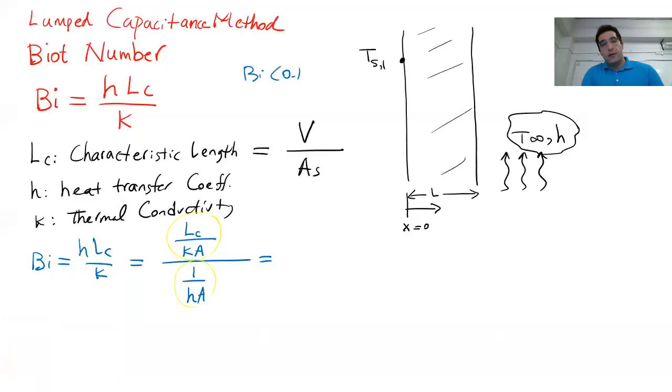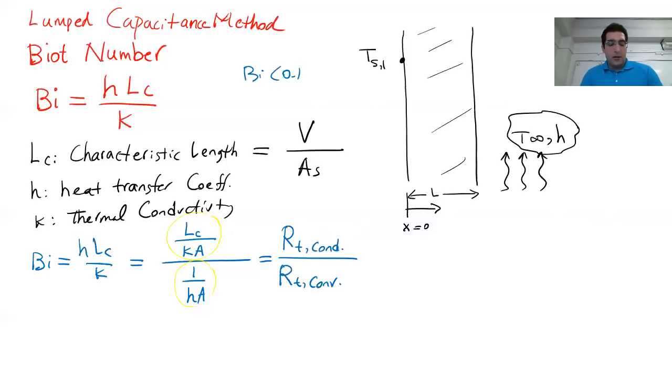From what we covered in chapters 2 and 3, I believe, we're calling Lc over kA the thermal resistance by conduction, remember? Lc is the thickness, in this case, of the wall. kA is the thermal conductivity and surface area. So that shows the amount of resistance inside the wall by conduction. 1 over hA, we talked about it, that was thermal resistance by convection.